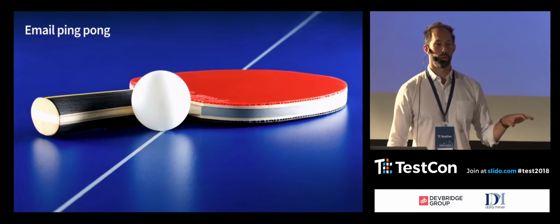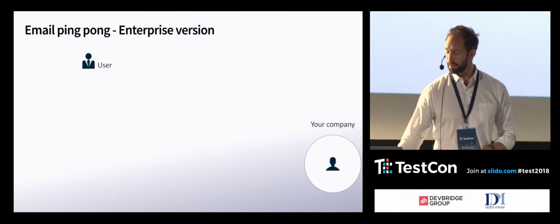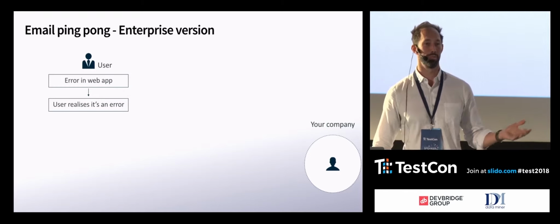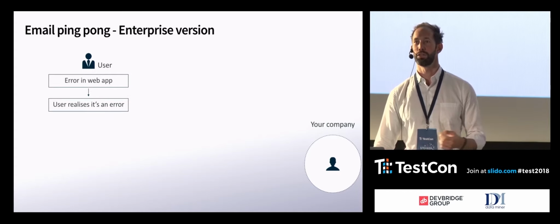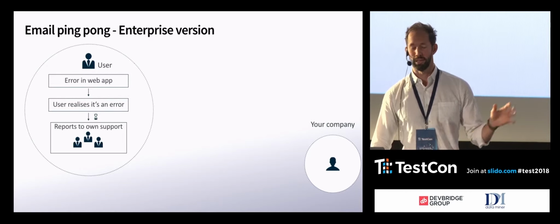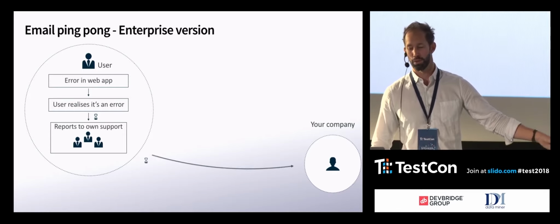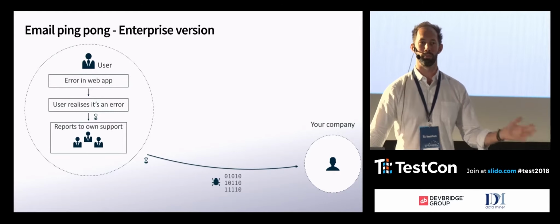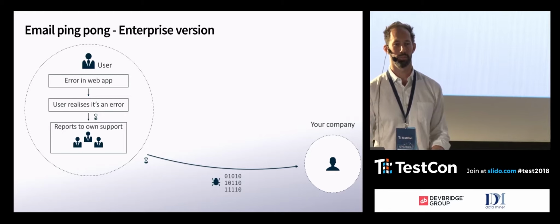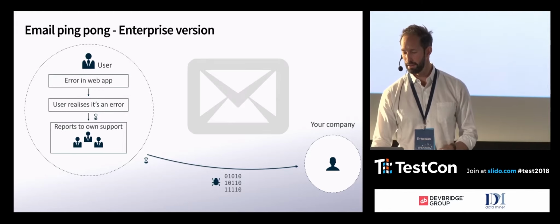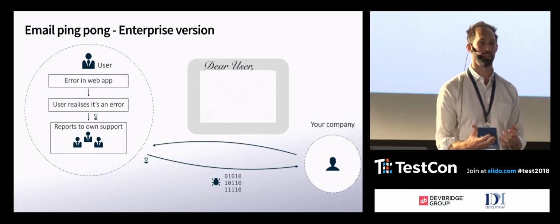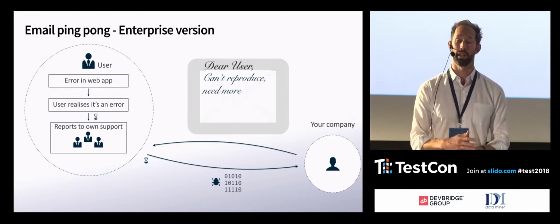Second one, which is a bit more enterprisey, email ping pong. So you communicate via email with your users, and they will contact their own internal support, and they will send you some cryptic bug report with the useless binary data. And we're talking about web here, so why do we need that? And then, you cannot reproduce it. Happened to me this morning, actually.